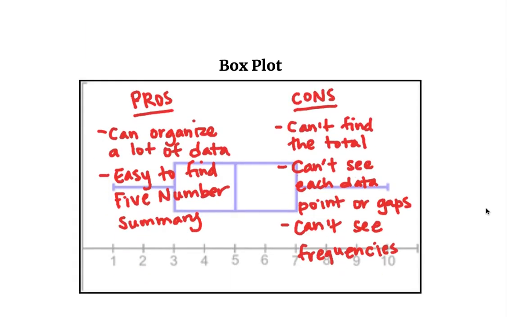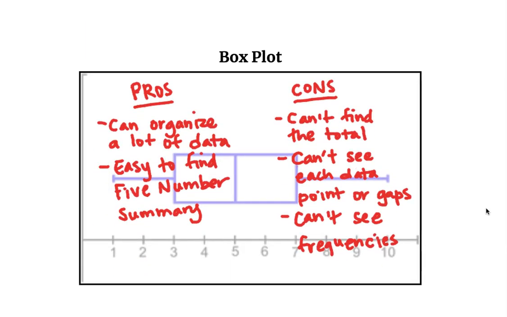And then lastly, we have the box plot. Pros is that you can organize a lot of data with it. You just have to figure out what your 5-number summary is. And it's definitely easy to find your 5-number summary. You can figure out your interquartile range. You can figure out your minimum and your maximum pretty easily. You can figure out the percentages and all that kind of stuff. So it's really good with a lot of data and figuring out the big picture with the 5-number summary because it's all organized.